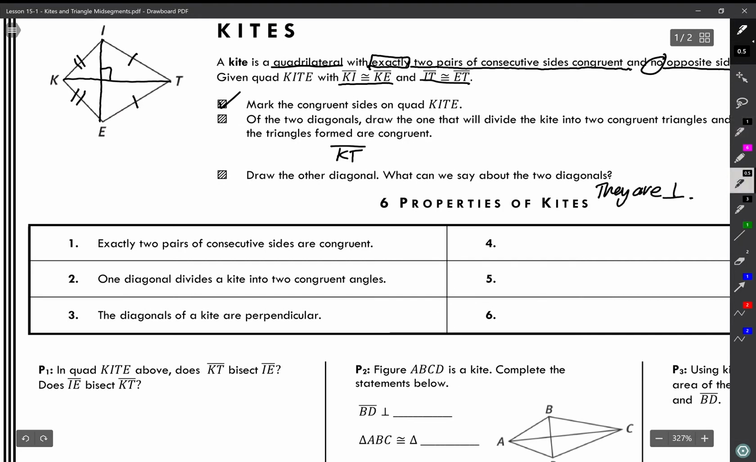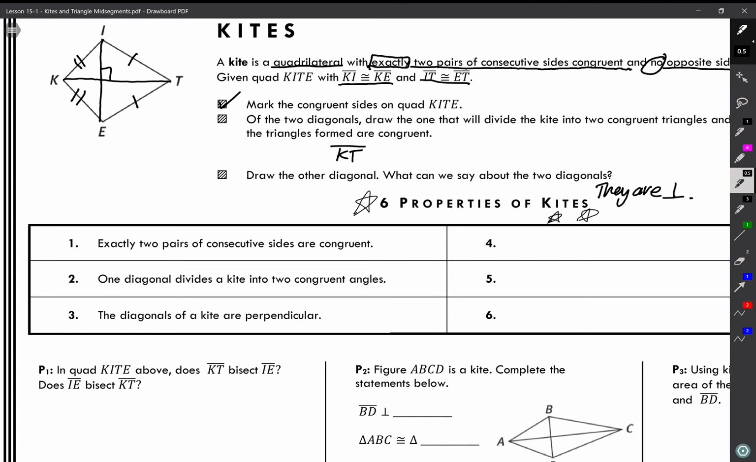So let's go over our 6 properties of kites. You do need to know these. These are important. So put some stars on your notes if you need to help you remember to memorize these. We've already gone over the first 3 properties in what we've done above right here. So let's just talk about them again. Exactly 2 pairs of consecutive sides are congruent. That's what we did when we marked our sides with the hash marks.